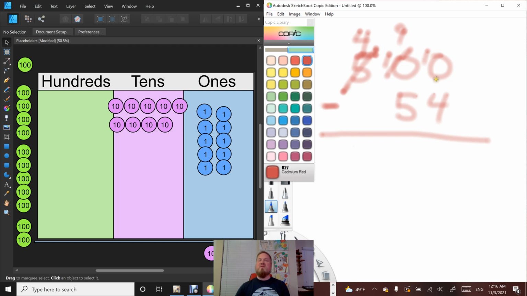But anyways, now we have 10 ones here, and we can do 10 minus 4 is 6. That's just the same as we had in our last problem. But now we're subtracting 5 tens from 9 tens. 9 tens take away 5 tens is 4 tens. And then 4 hundreds take away nothing. To take away no hundreds is still 4 hundreds. So you get 446.